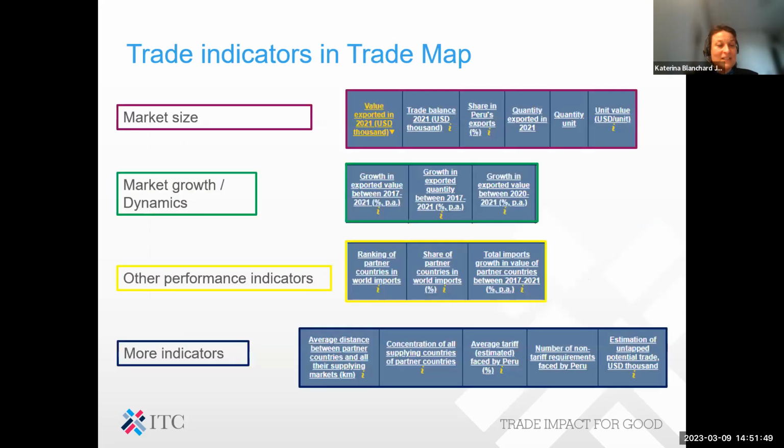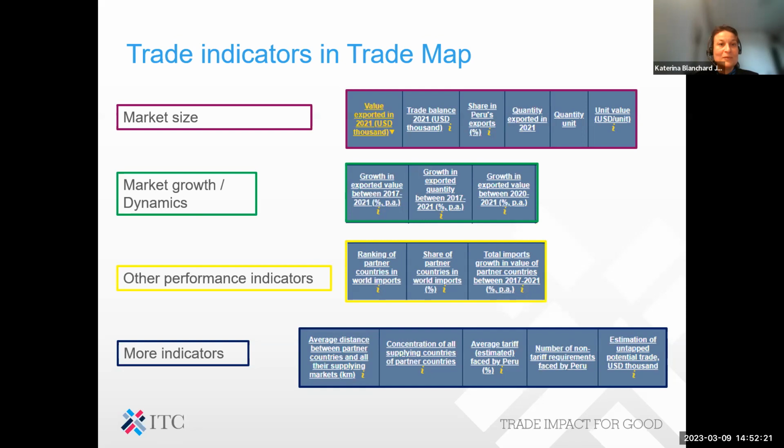I already anticipated that TradeMap uses a wide range of trade indicators. So we won't have only the values of trade, the annual, quarterly and monthly values of trade, but we will also have pre-calculated indicators for the ease of our analysis. We will have the indicators related to the market size, the value exported in the most recent year.